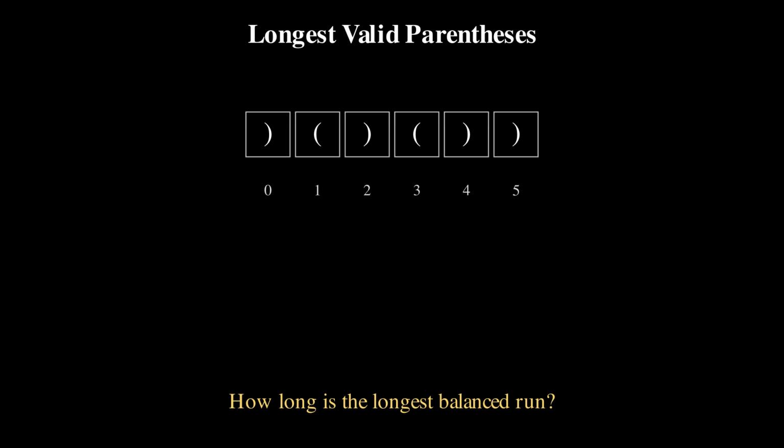Take this string. The 4 characters in the middle, open, close, open, close, are perfectly balanced. So the answer here is 4. The real question is how to find that fast for any string at all.